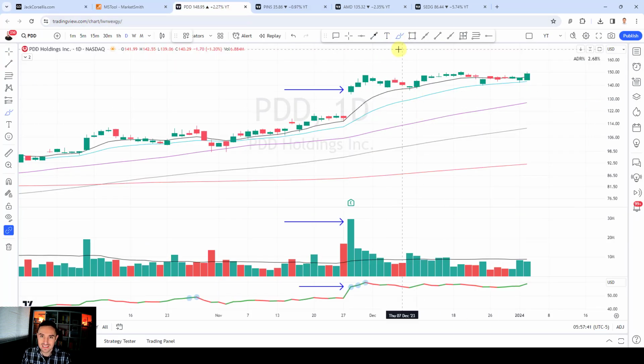So we can see here, this is what you're dialing your pattern recognition into, okay? You're looking for a stock that is in a strong uptrend and above all key moving averages. So on my chart, I've got the black line is the 10-day EMA, the blue line is the 21-day EMA, the purple line is the 50-day simple moving average, and then the grey and the red line are the 100 and 200-day simple moving averages.